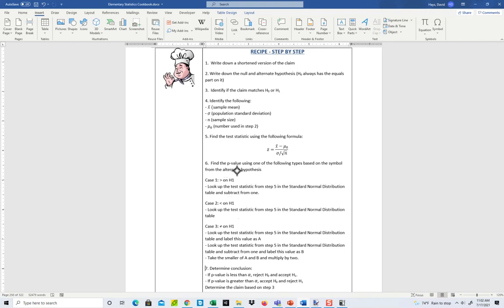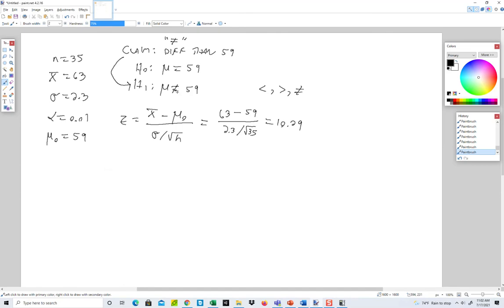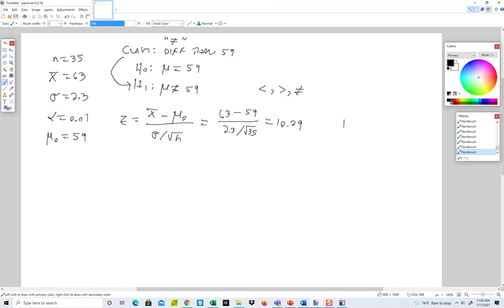is our test statistic. Find p-value using one of the following types based on a symbol from the alternate hypothesis. The symbol on our alternate hypothesis this time is a not equal. So that's case 3, not equal in H1. It says look up the test statistic from step 5 in the standard normal distribution table and label this value as A. We're not going to find it in our table, but this is how it's split up. Take your integer part and the first decimal place, and then your hundredths place, which is the 9, and look up 0.09.